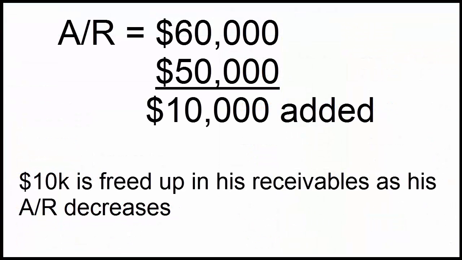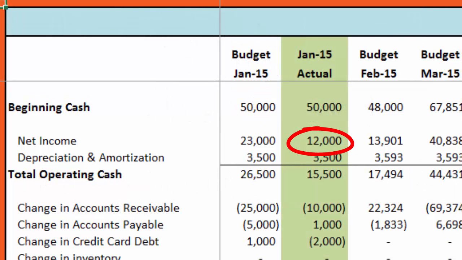If the opposite is true next month, and his accounts receivable goes from $60,000 to $50,000, then we would have to add $10,000 more to his income, because $10,000 more would have come into the company than was reflected on his net income line.